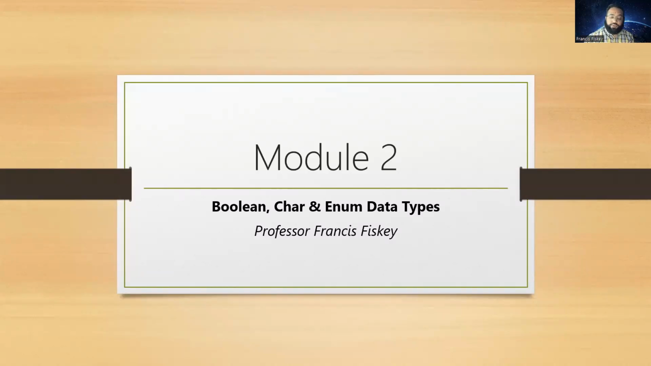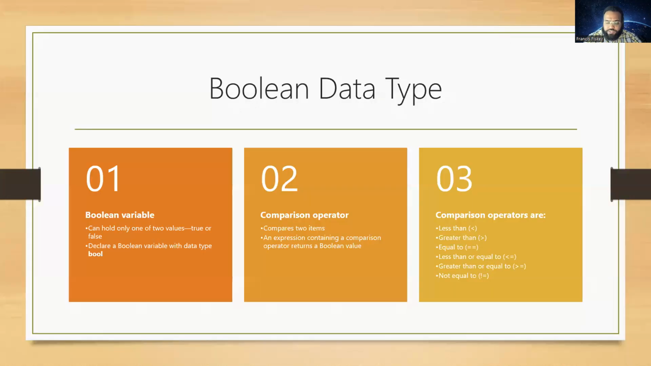All right, welcome to another micro lecture in module 2 of programming in C#. We're going to speak about Booleans, characters, and enumerations as data types in this micro lecture. So let's get started. So what's a Boolean?